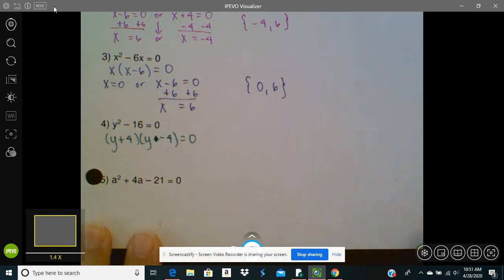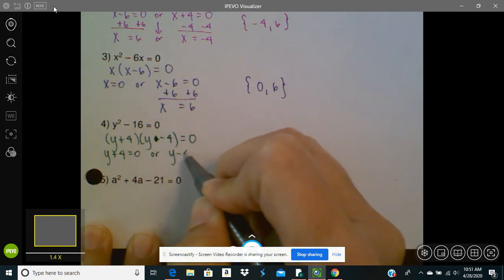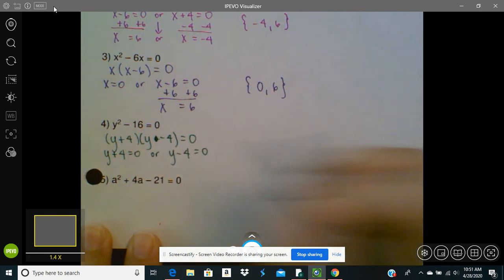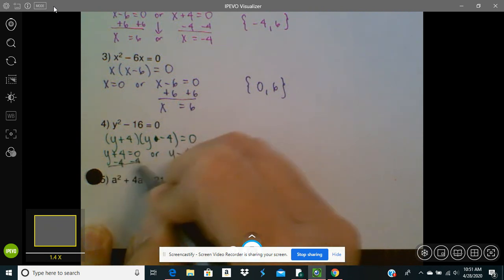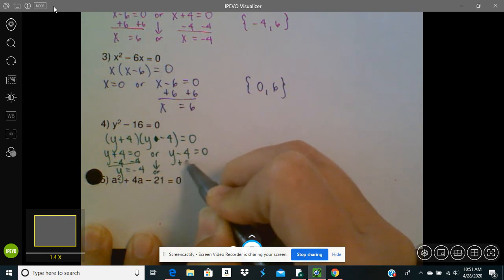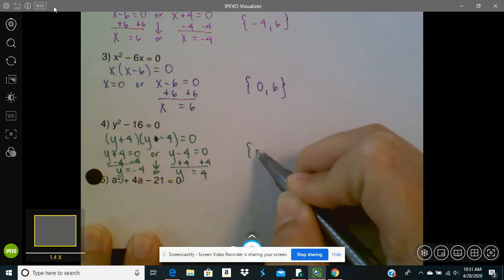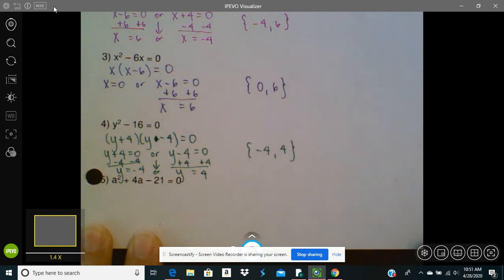So now we solve. y plus 4 equals 0 or y minus 4 equals 0. So here we subtract the 4 from both sides. We get y is -4. Or here we add 4 to both sides. We get that y equals 4. So my solutions are -4 and 4. Again, we should check this. -4 squared is 16. 16 minus 16 is 0. That checks. 4 squared is 16. 16 minus 16 is 0. That checks as well. So we're good to go.